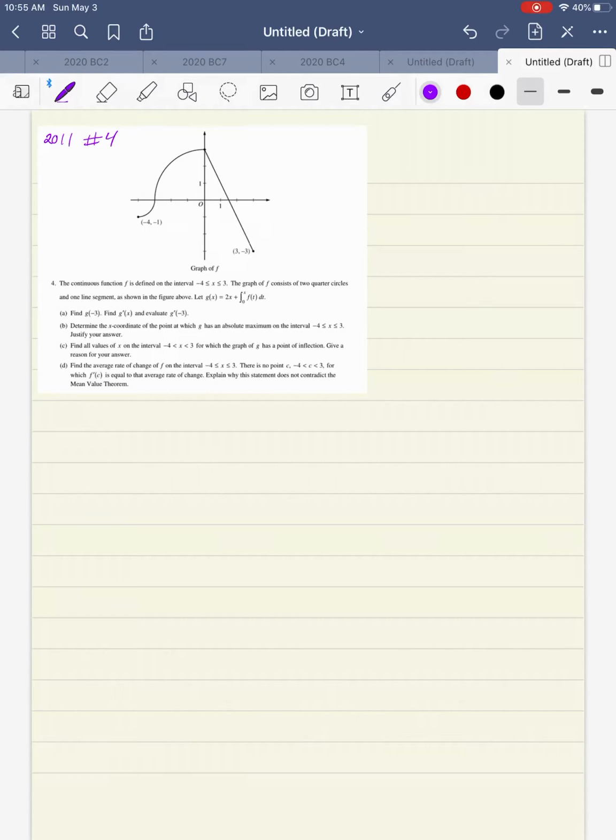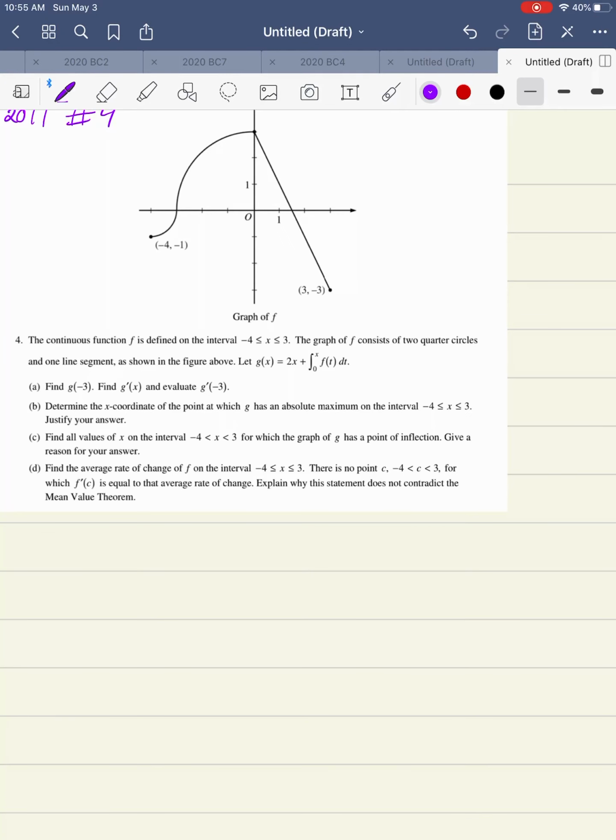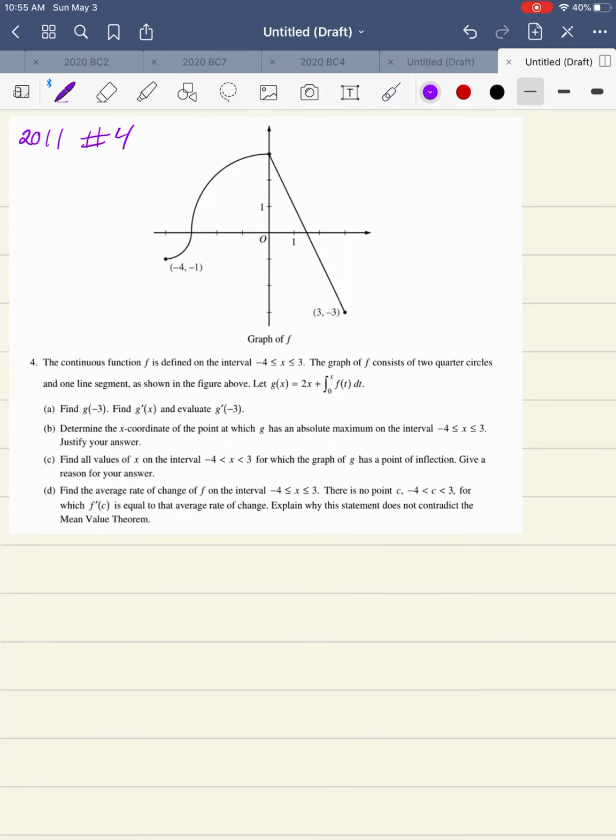All right, good morning. This is number 4 from the 2011 BC exam. I think there's a really good chance that you're going to have a question very similar to this on your exam this year. The reason why is this is something that can't just be plugged into a calculator. It requires some understanding of what's going on.